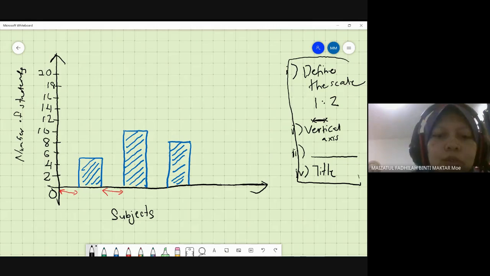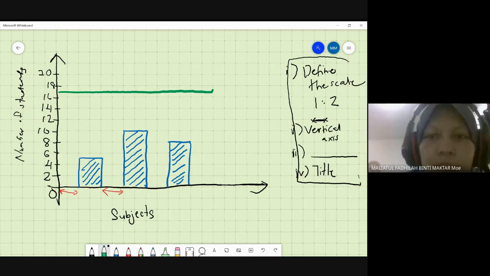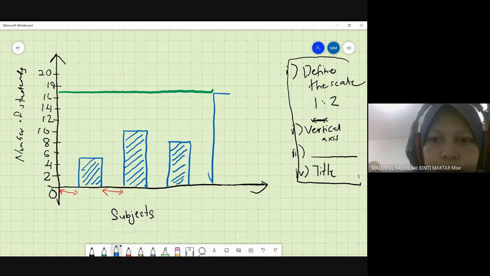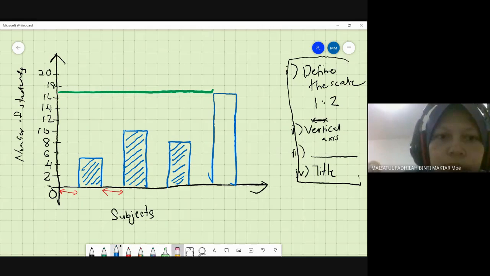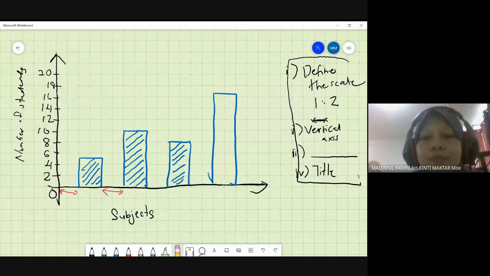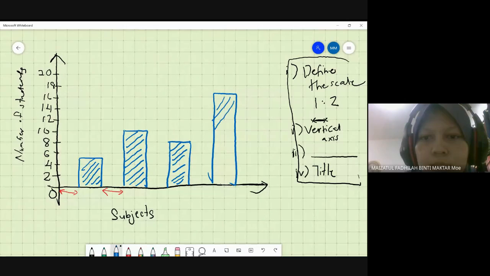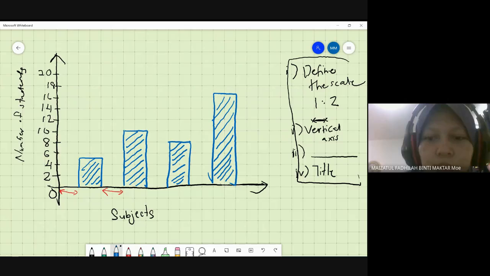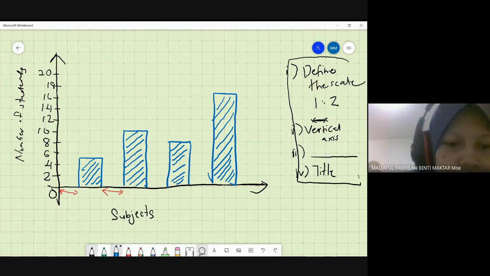Right. If you're not sure, you can use a ruler or you can do like this. Then after you get the line there, you can draw the graph for science. But do not forget, this one also, don't forget to label each one of these.